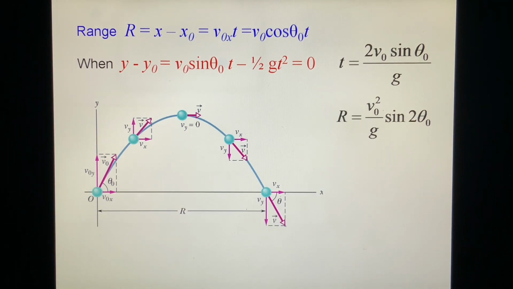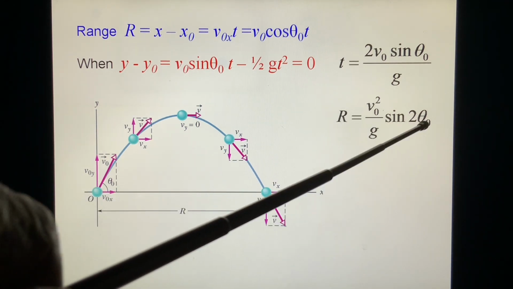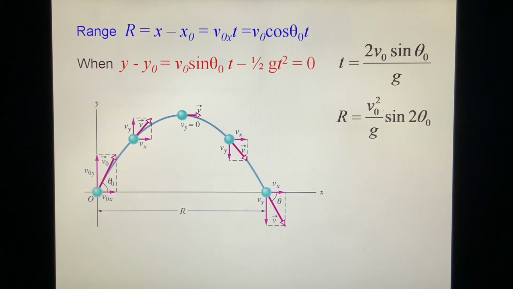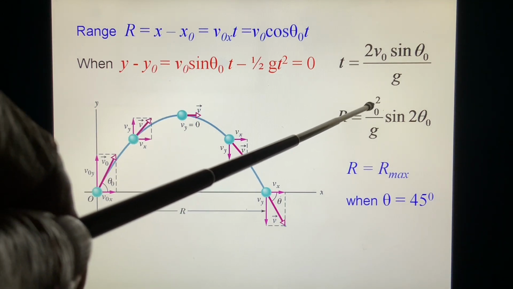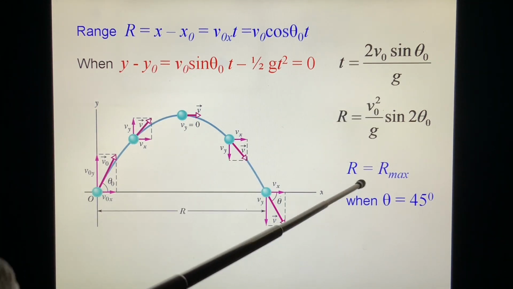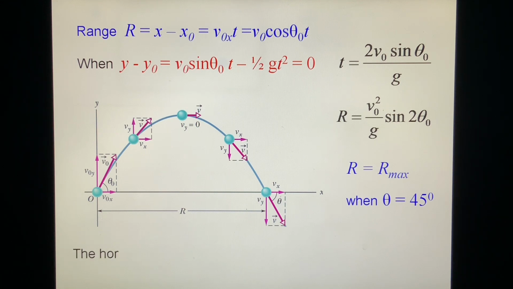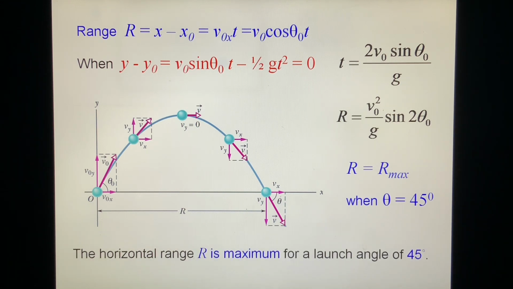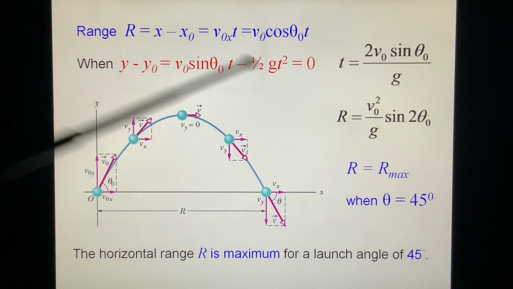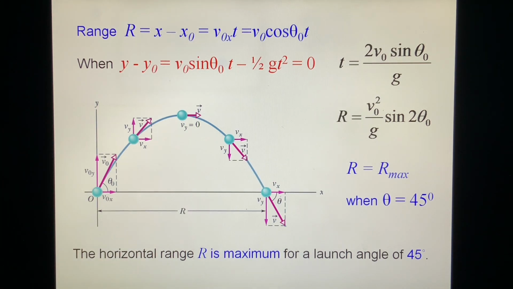This is the range. So range R is a function of theta 0. And we can tell when theta equals 45 degrees, sine 2 theta 0 equals 1, giving the maximum range. The horizontal range R is maximum for a launch angle of 45 degrees, of course with the same velocity v0.